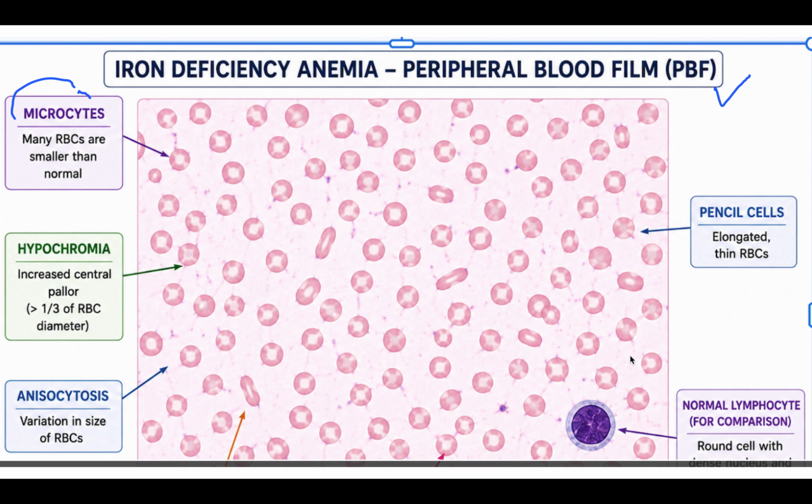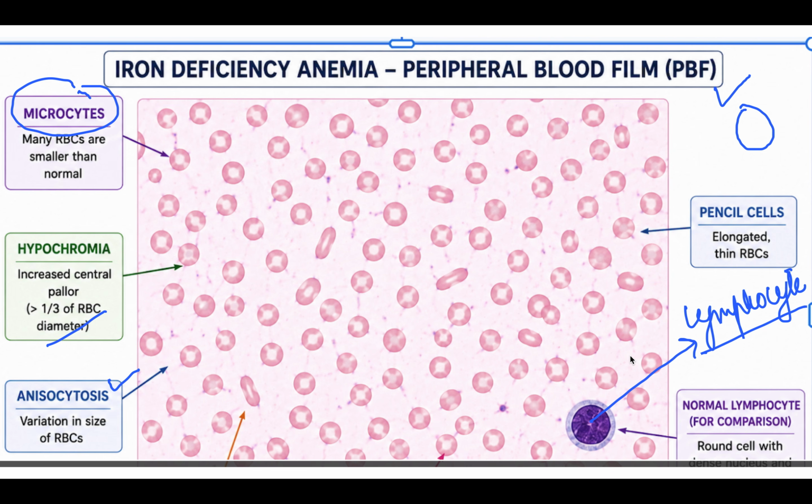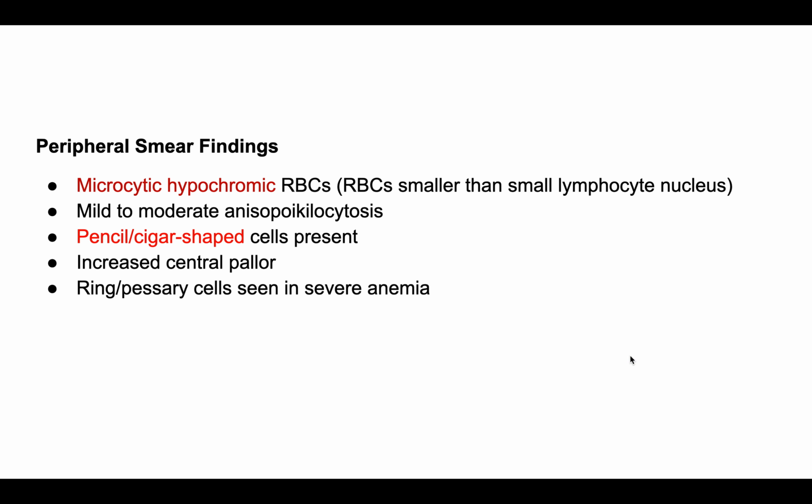Firstly, you will have microcytes, that is the RBCs will be smaller than the normal RBCs. How to compare? You will be comparing this with the lymphocyte. A small lymphocyte nucleus is almost the size of an RBC. If it is lower than that, that is a microcytic RBC. Then hypochromia will be there. There is a central pallor present in the normal RBC, but here the pallor will increase. Then anisocytosis will be there, with variation in the size. Then pencil cells and cigar cells can be seen in iron deficiency anemia. So these are the peripheral blood findings.